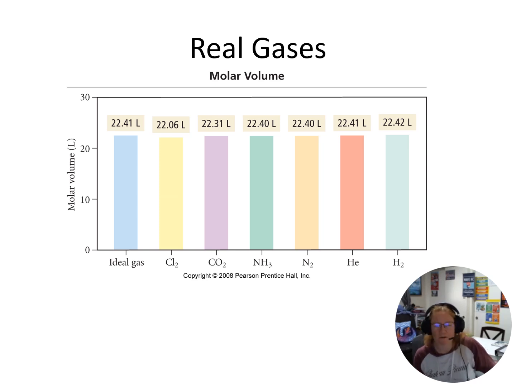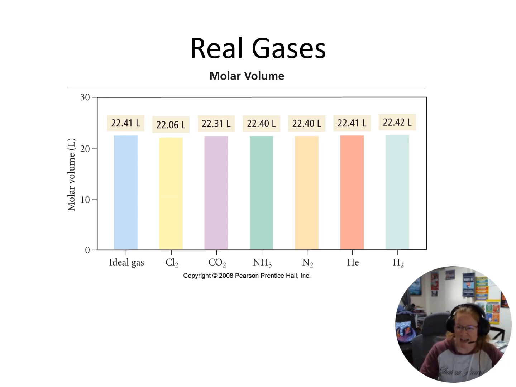Now we've said that the molar volume of 1 mole of an ideal gas is going to give us a volume of 22.414 liters. But when I look at some of these real gases, chlorine, carbon dioxide, ammonia, nitrogen, helium, hydrogen, I'm starting to see some subtle deviations from that ideal. Okay. Well, what could be causing some of these deviations? Could be the molecular structure. Maybe gases do care a little bit what they're bouncing off of.